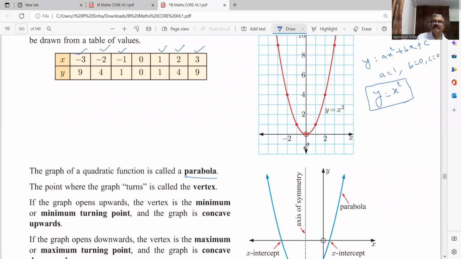And this point, where the graph turns, see here, the graph is coming down, -3, -2, -1. So the graph is going like this. At x is equal to 0, the direction of this graph turns. Now the graph is going upward. So this is the turning point. And this is also called the vertex.